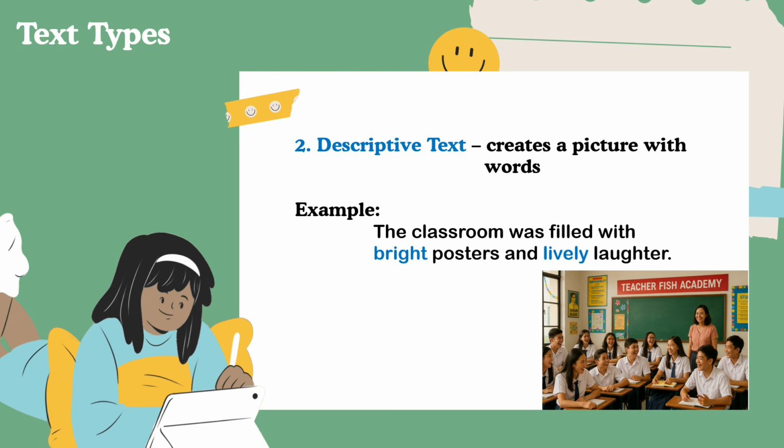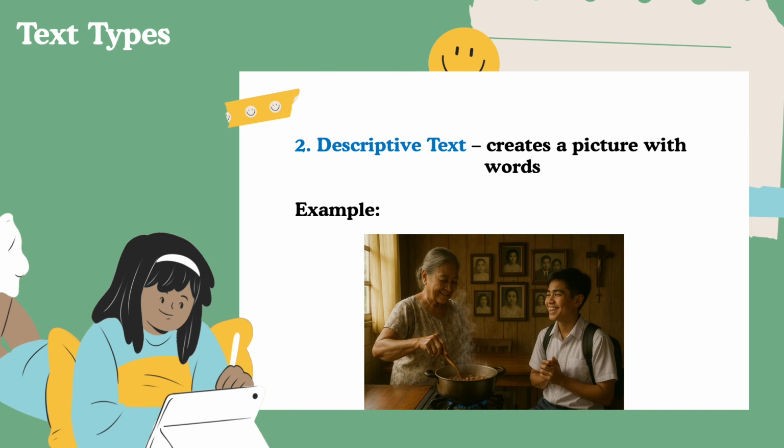Ito pa isa. For example, bumisita ka sa bahay ng lola mo. Paano mo ide-describe ang amoy ng nilulutong adobo at ng mga pictures sa dingding? Di ba gagamit ka ng adjectives or adverbs? By doing so, you are using descriptive details.